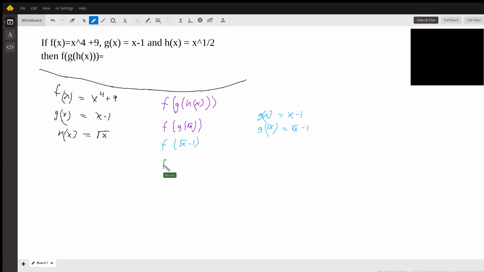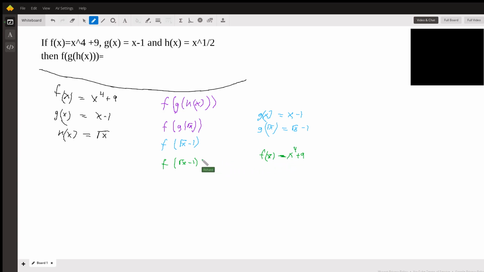Now I have to figure out f of the square root of x minus 1. So what is that going to be equal to? Well, the f function says whatever you give me, here I'll copy it over here, f of x in green, f of x is x to the fourth plus 9.